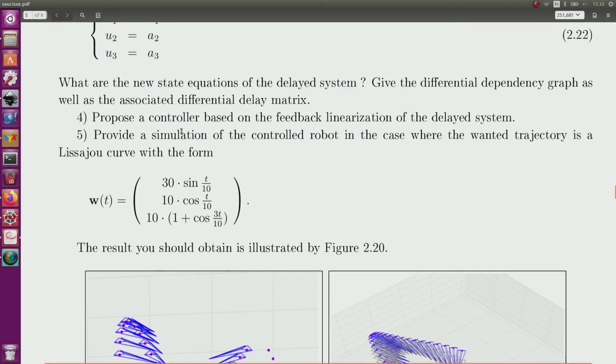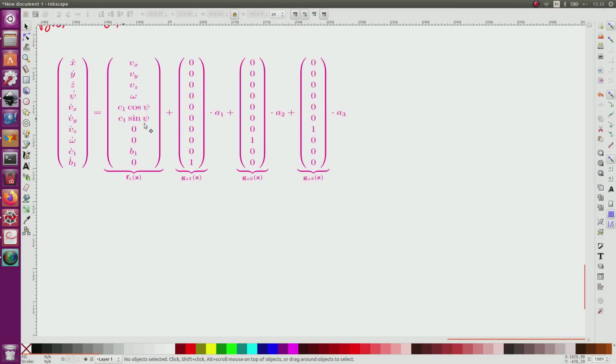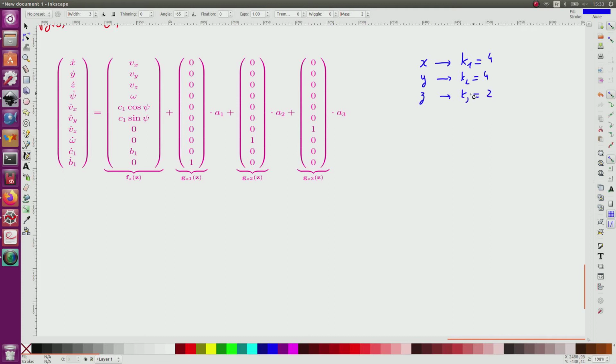Question number 4, I now have to propose a controller based on the feedback linearization method of the extended system, so with the two integrators in front of it. For this, the classical method is to take the outputs. So the outputs are x, y, and z, and I will have to differentiate them. This one 4 times because the relative degree of x is 4. Y 4 times also, and this one I will have to differentiate only twice because the relative degree of z is equal to 2.